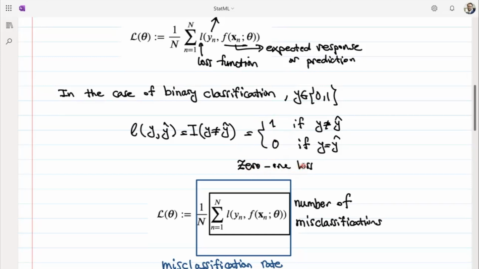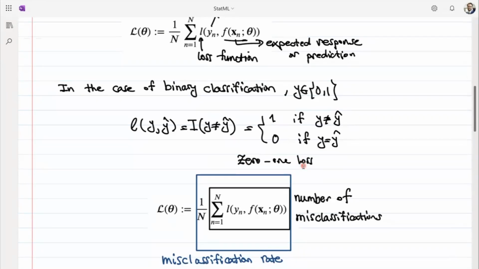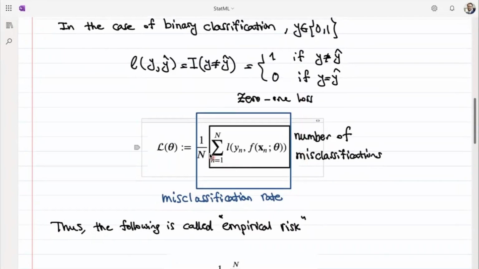It only takes two values. And why is this very popular? Because what we have here, the summation over all the data points, remember this small n is for indexing, is the number of misclassifications. And then if you divide this by the total number of samples that you have, you find the misclassification rate. And obviously the goal of a machine learning system in this binary classification is to minimize the misclassification rate.